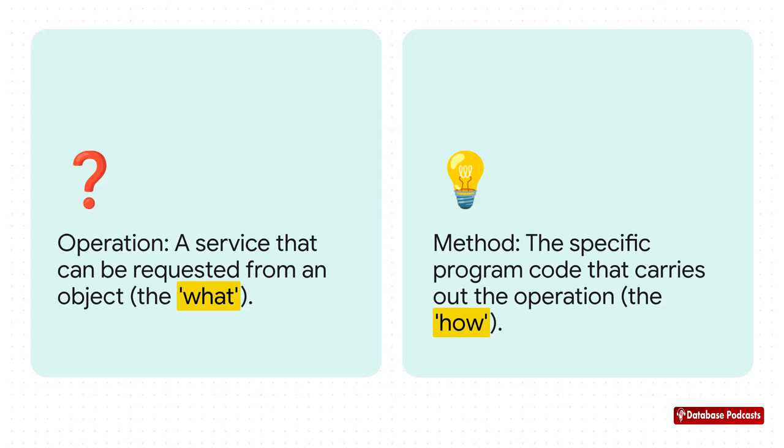It really starts with understanding this difference between an operation and a method. An operation is the what. It's a service the object promises it can do, like calculate a total or update a status. A method is the how. It's the actual block of code that gets executed when you ask for that operation. So one's the promise, and the other is the action.